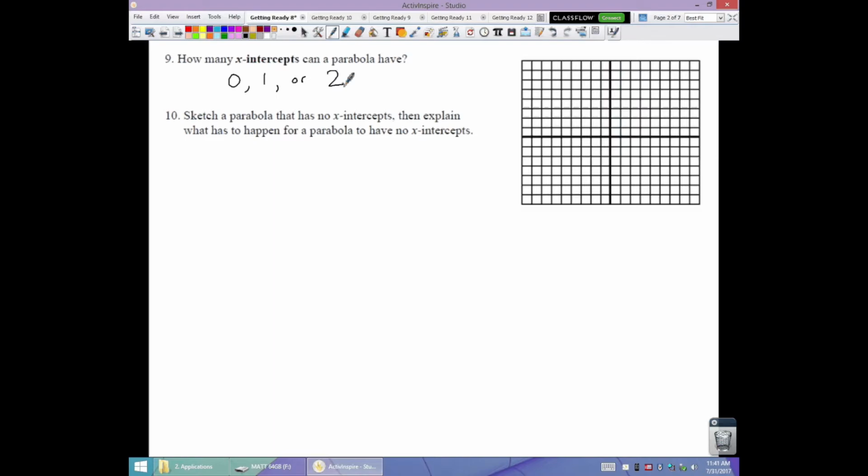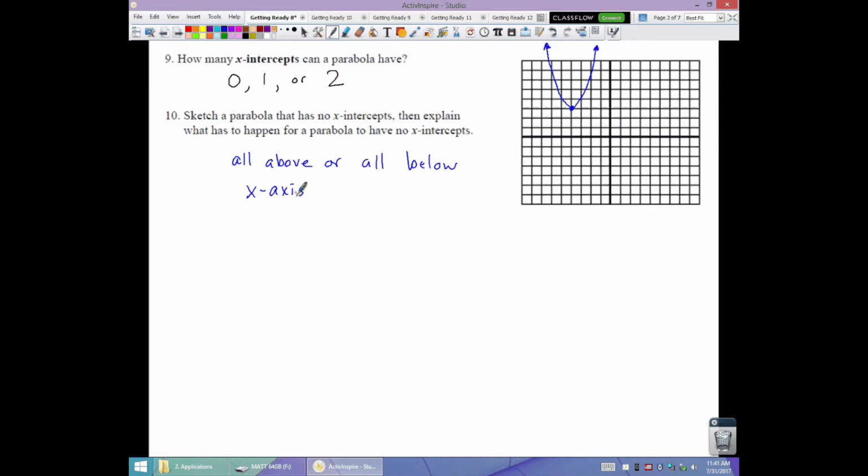We want to sketch a parabola over here on this graph that has no x-intercepts and then tell what it was that made that happen. Well, we already drew a couple of those, so you could draw one either above the x-axis or below. But let's say I identify my vertex here, and I want this to be like my standard opening or standard width of the parabola. What is it that made that happen? Well, the first thing is it has to be all above or all below the x-axis.